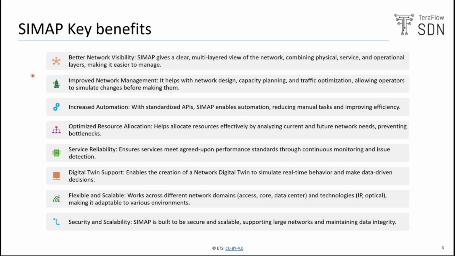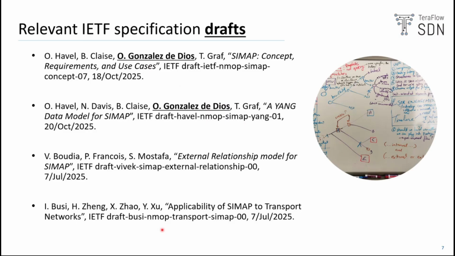In terms of the key benefits, I was already presenting this slide before, so I will go quickly. It provides better network visibility, improved network management, it enables increased automation, optimization of resource allocation, service reliability. It becomes an enabler for network digital twins. It provides flexibility and scalability, security and scalability again. It's redundant.